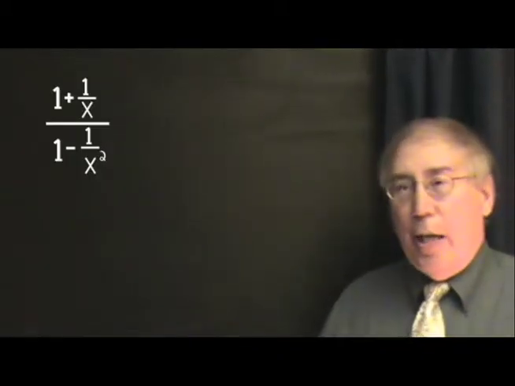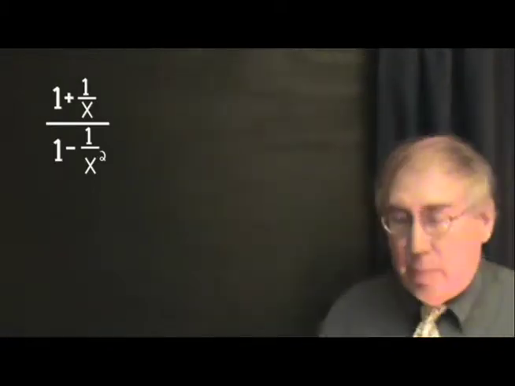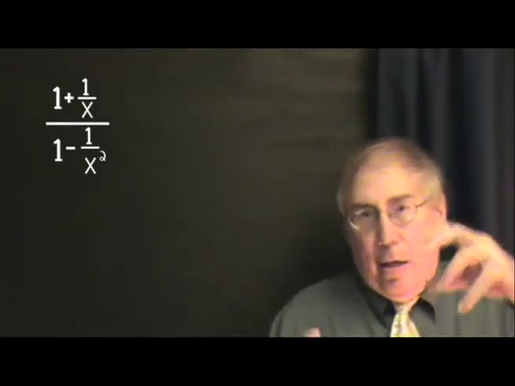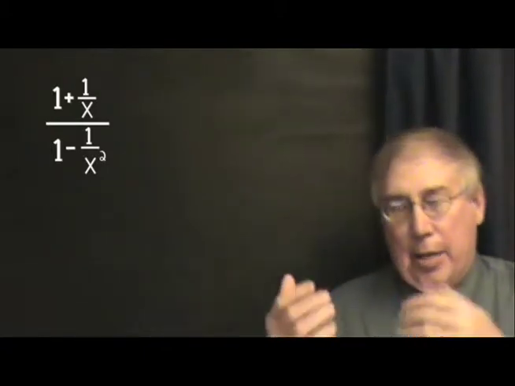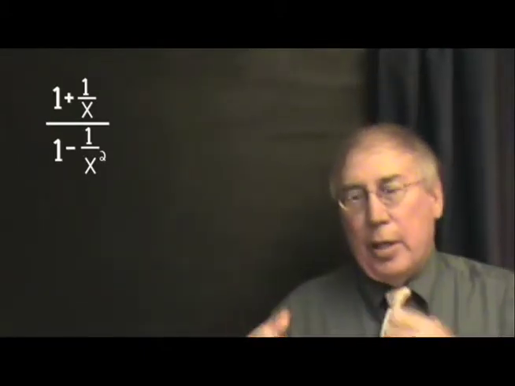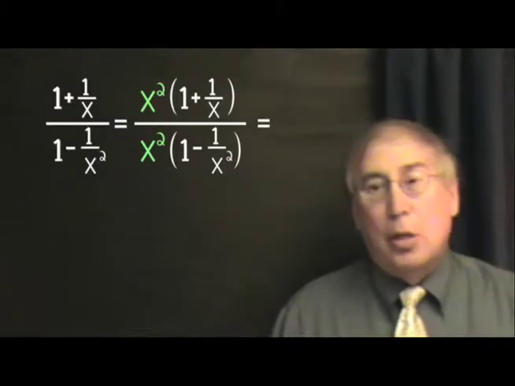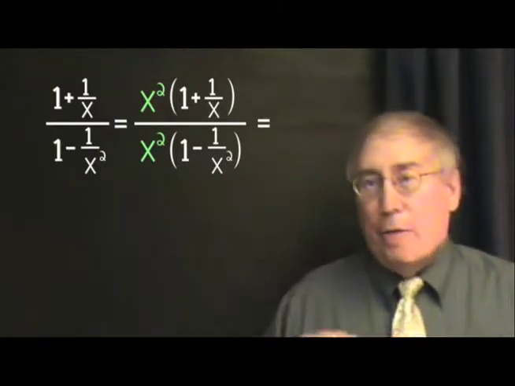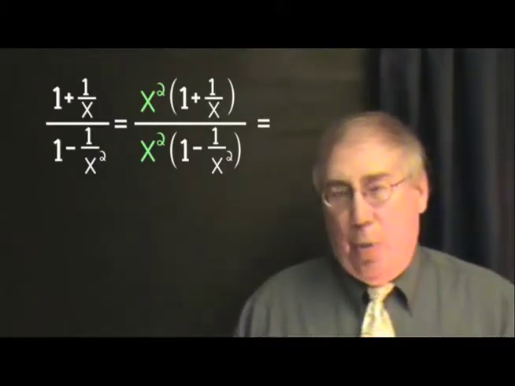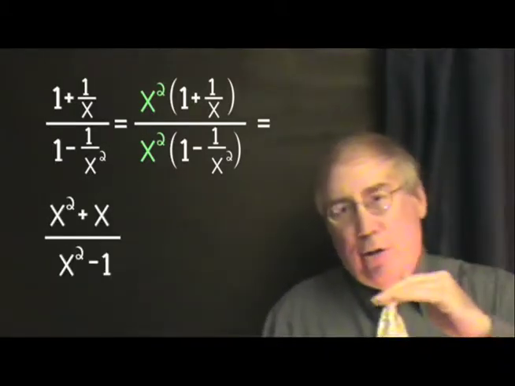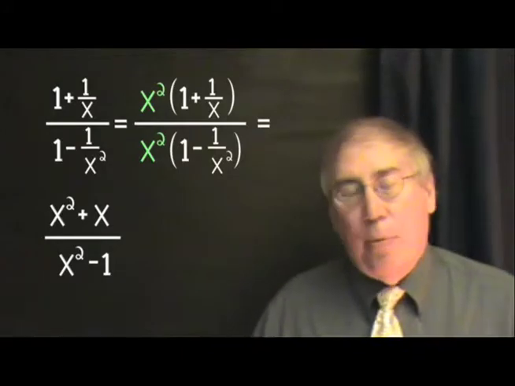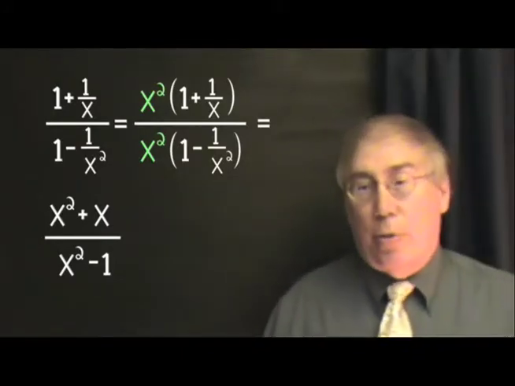In our next case here, the smaller fractions have an x in it, and so what we want to do is find the least common multiple of the numerator and denominator there. It'd be x squared. So multiply x squared times the numerator and denominator of that larger size fraction, and we'll get x squared plus x over x squared minus 1.